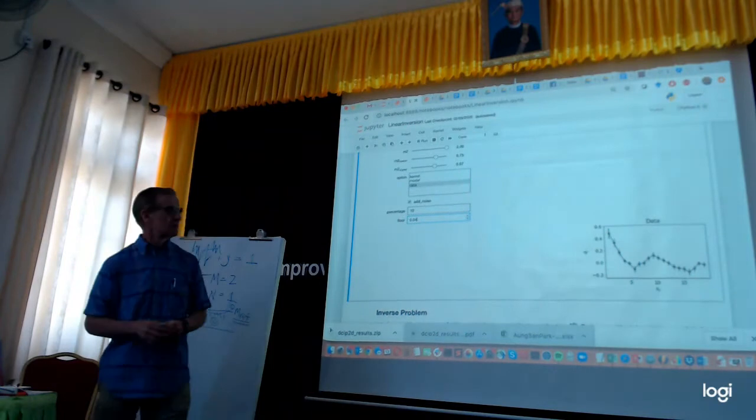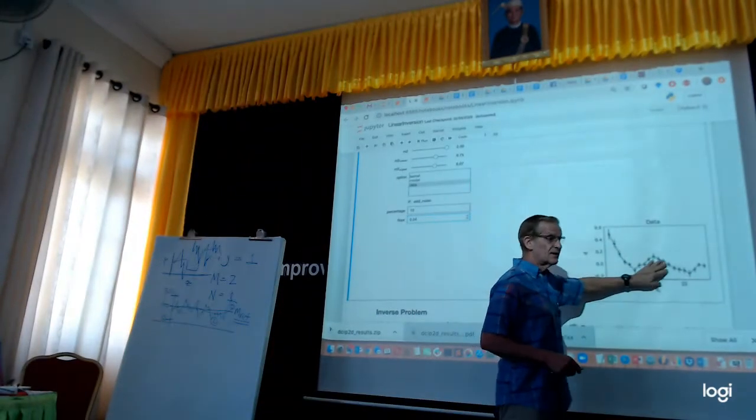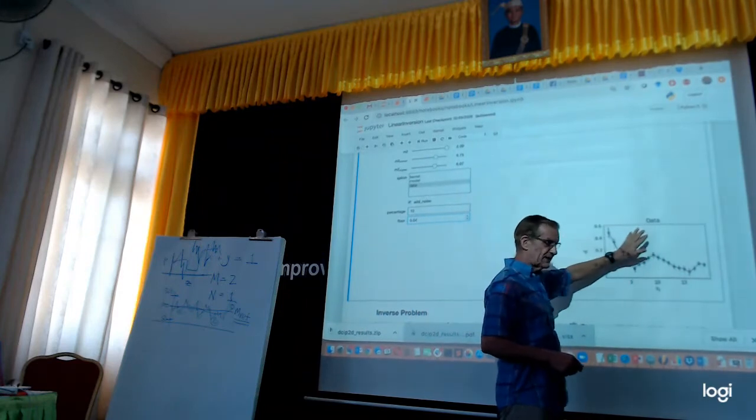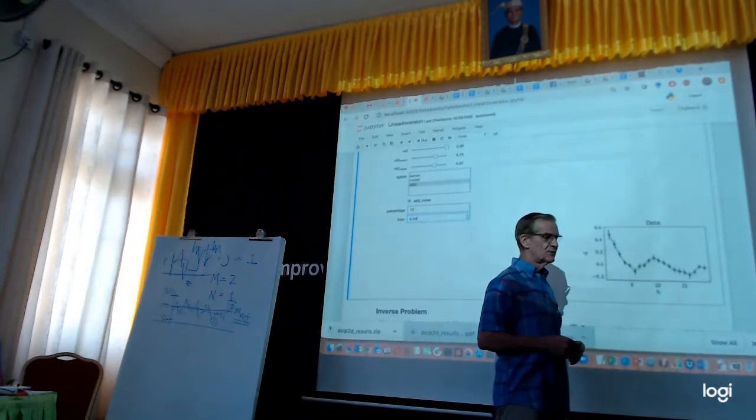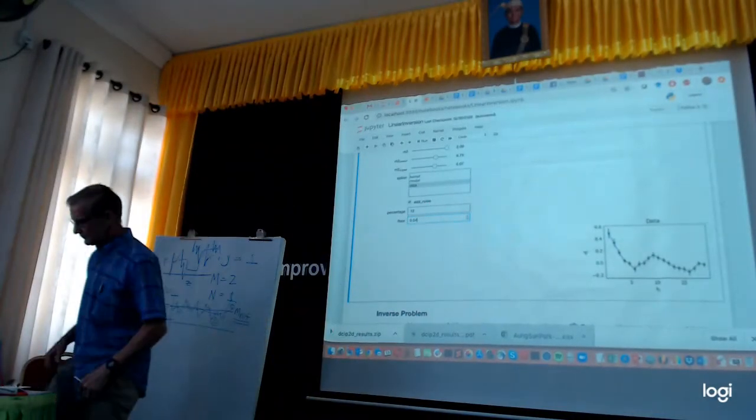So now we're all set to go. We've got our data, we understand our forward modeling, and now let's try to invert.